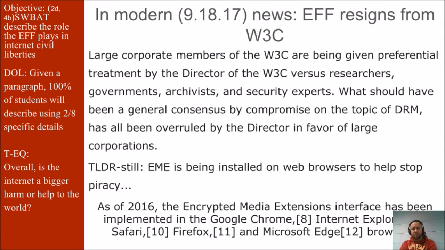In modern times, that's September 17th, 2017, when I created this, the EFF just resigned from the W3C. That stands for the World Wide Web Consortium. Large corporate members of the W3C are being given preferential treatment by the director of the W3C versus researchers, governments, archivists, and security experts. What should have been general consensus by compromise on the topic of DRM has all been overruled by the director in favor of large corporations. So, too long, didn't read.